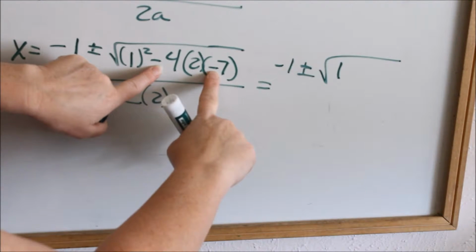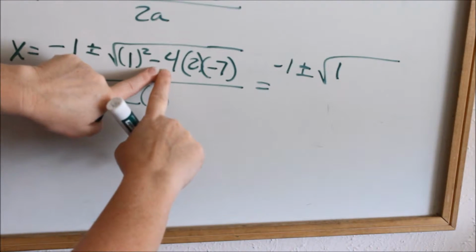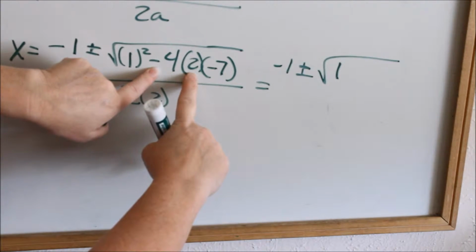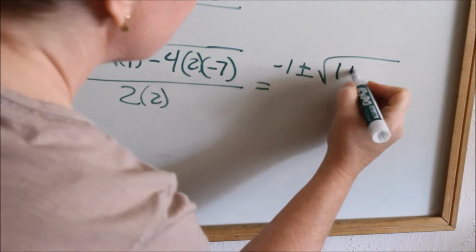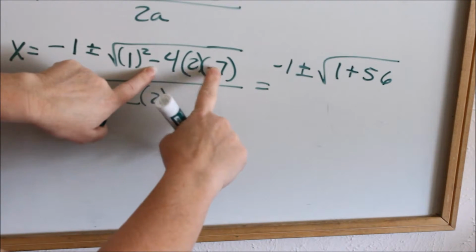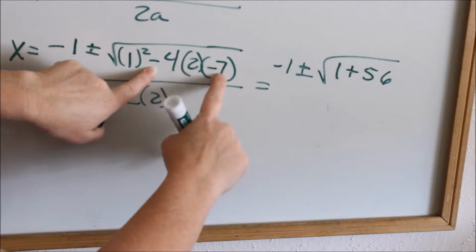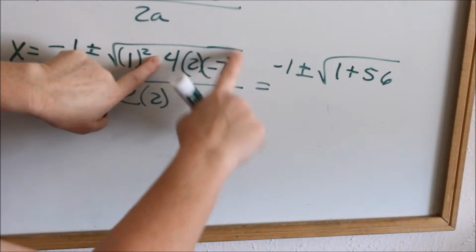These signs are important. Keep up with your signs. Okay? I'm going to look at this as negative 4 times 2 is a negative 8. Negative 8 times a negative 7 is a positive 56. Here you can see you have a negative negative. 4 times 2 is 8. 8 times 7 is 56. And if you ignore that for a second, that would be a negative 56.